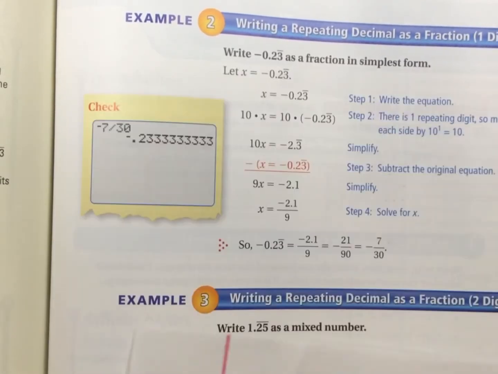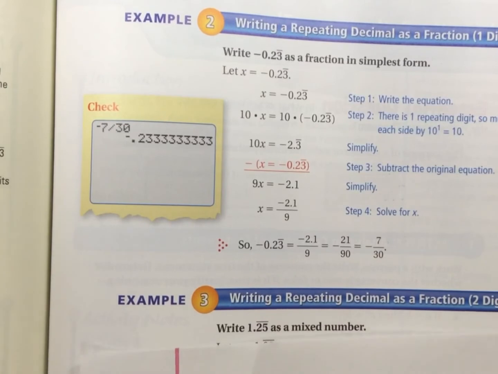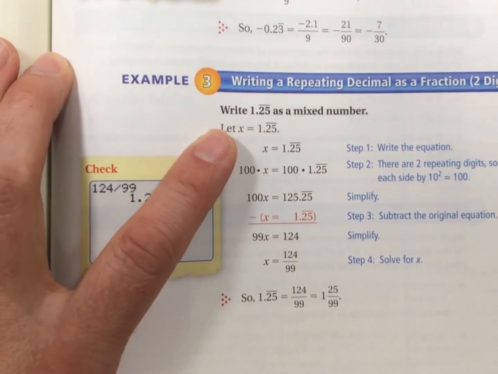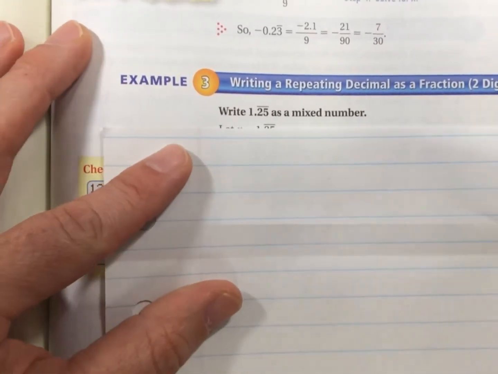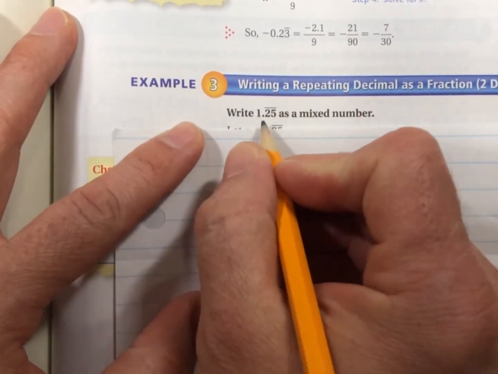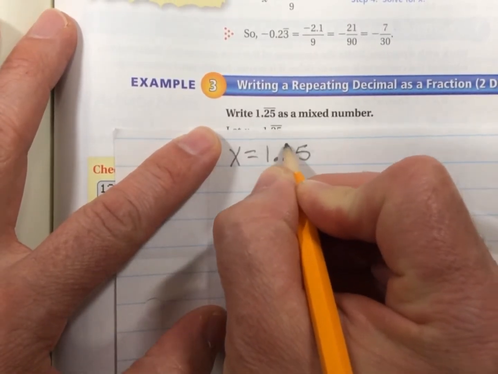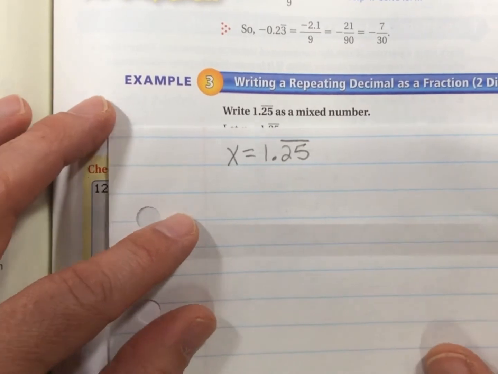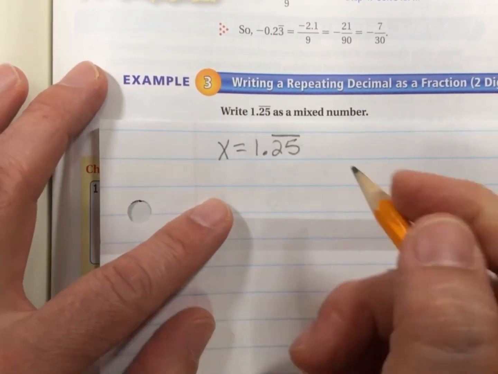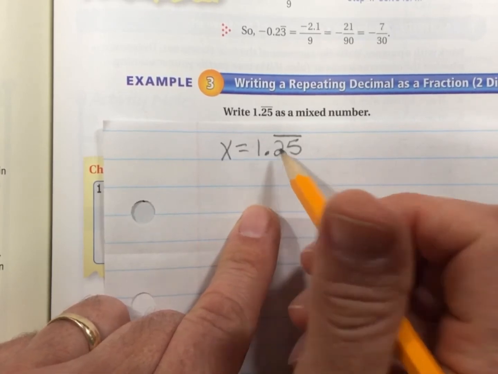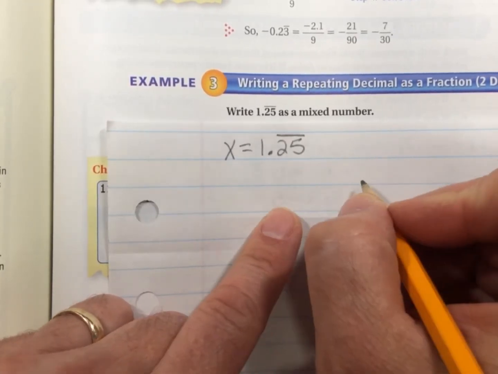Negative 7/30. The last thing we're going to look at is that sometimes there is more than one digit repeating. For instance, right here, we're going to set it equal. x equals 1.25, and now I have 2 digits repeating. I do not multiply by 10 now. 10 was when I had 1 digit repeating. Now that I have 2 digits repeating, I multiply by 100.